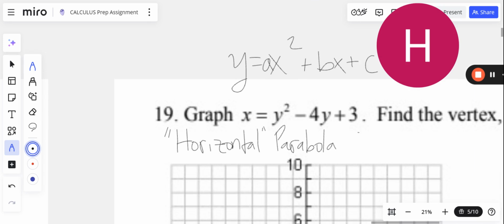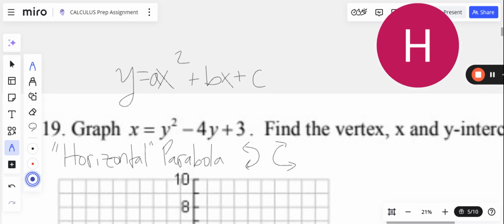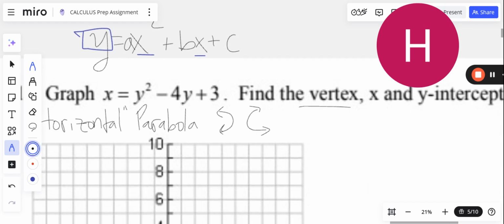It's either going to open to the left if it's negative, or it's going to open to the right if it's positive. And it looks like it's positive. It's in the exact same format as this quadratic equation, but it just has y's instead of x's, and it has an x here instead of a y. So the process for finding the vertex is pretty much the same as the process for finding the vertex with a typical quadratic function that we're used to looking at.